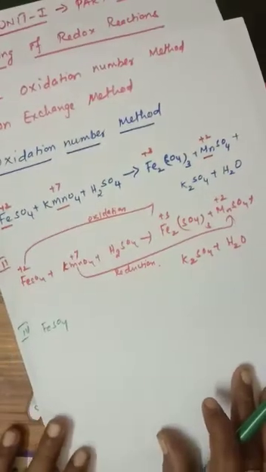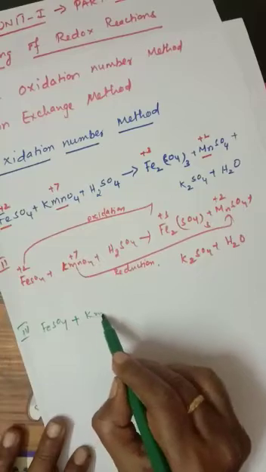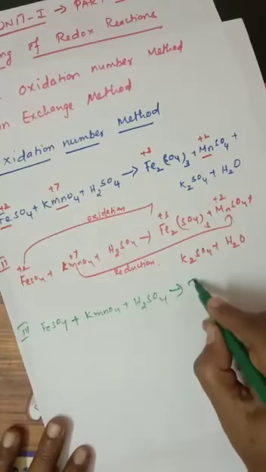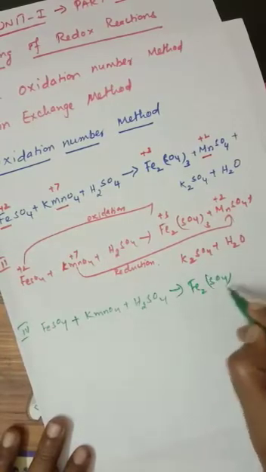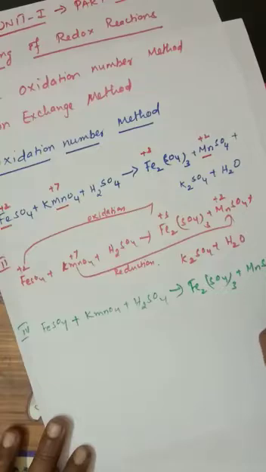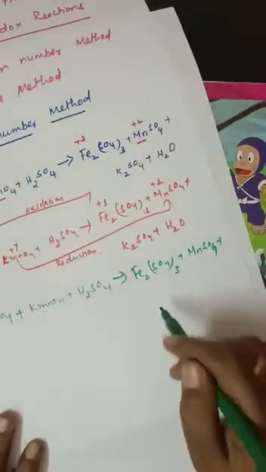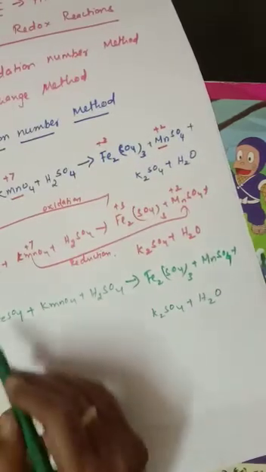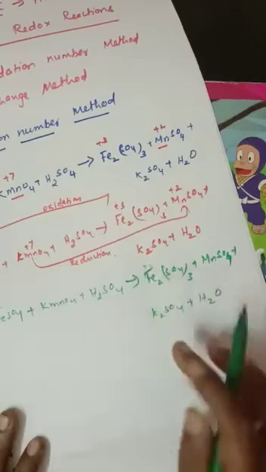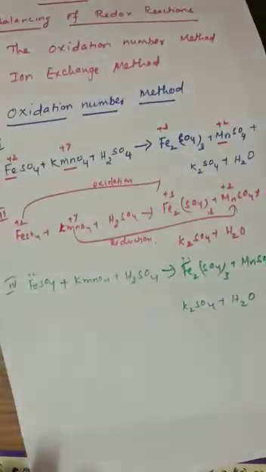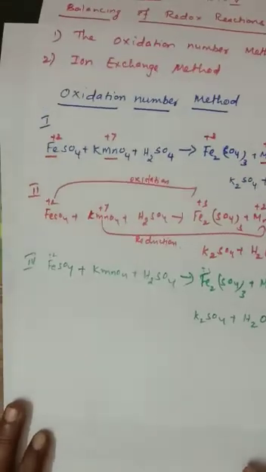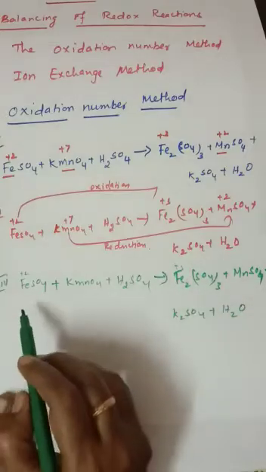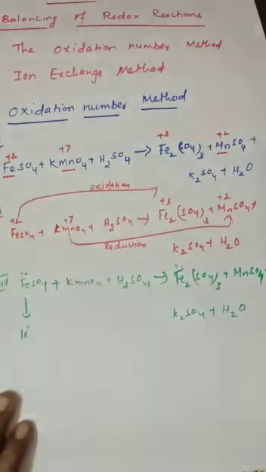FeSO4 plus KMnO4 plus H2SO4 gives Fe2(SO4)3 plus MnSO4 plus K2SO4 plus H2O. See here plus 2, here plus 3. Is it right? So only one electron. So here plus 2 as well as plus 3. Variation how much here? Only one electron. Yes or no? And what about here?